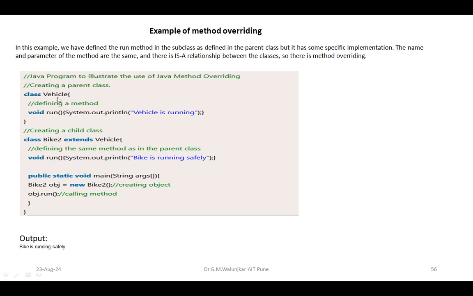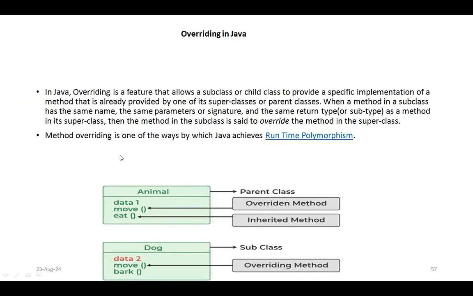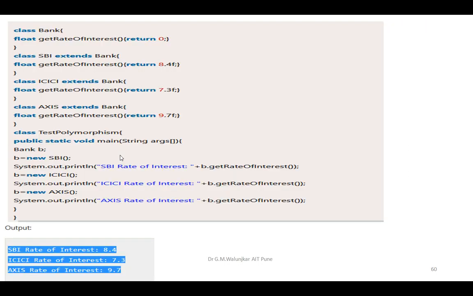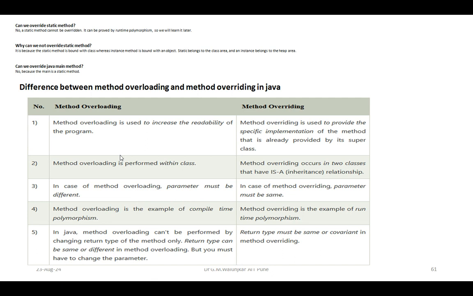For example, Vehicle is the class and run is the method. Now class Bike2 extends Vehicle. Here you are specifying a different implementation of this run method, which is already there in the parent class. When you create an object of this Bike2 class and call obj.run, it will call the derived class run method. So this is a short example of method overriding in Java. There are a lot of examples of this.